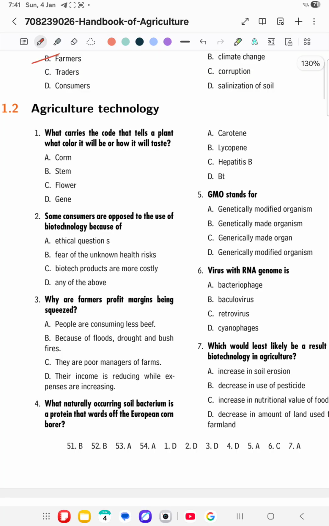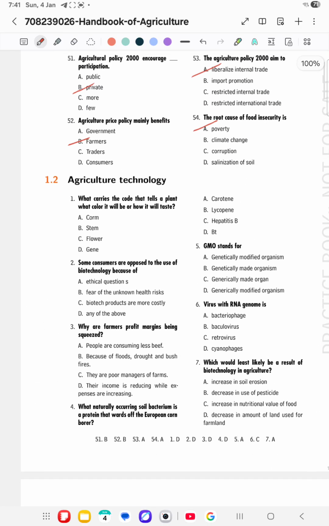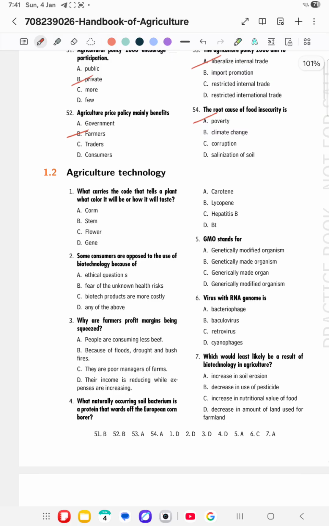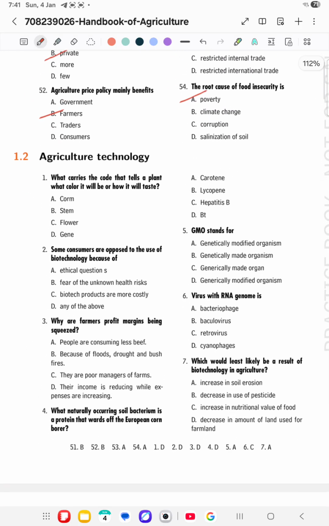Agricultural technology. We'll go to agricultural technology. We have completed 54 questions in 18 minutes. Wow. What carries the code that tells a plant what color it will be or how it will taste? Curve, stem, flower, gene. Okay, something different question. What carries the code that tells a plant what color it will be? It's a gene, obviously.